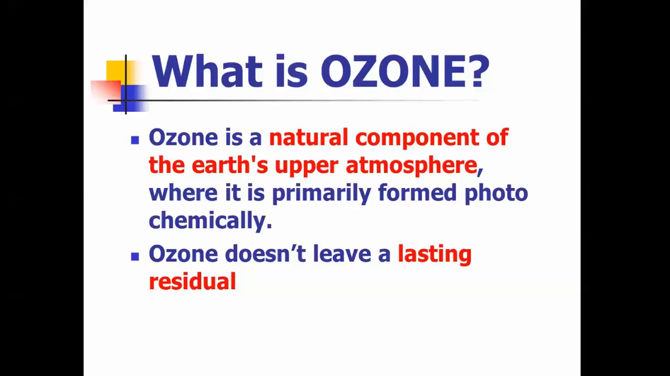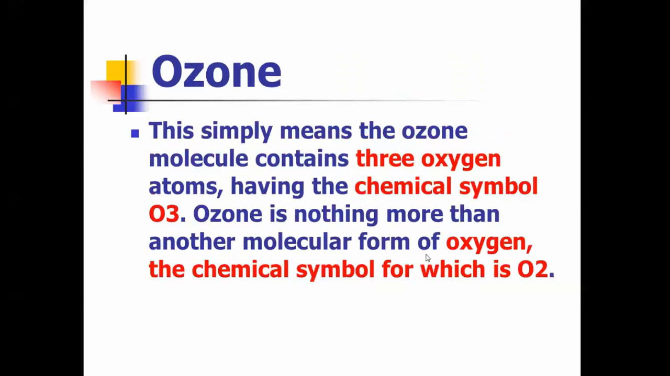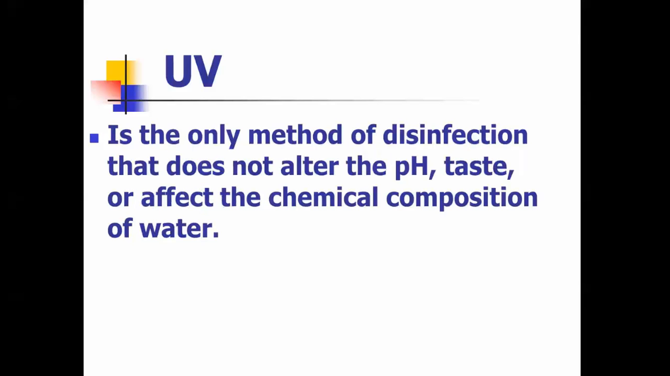What is ozone? It's a natural component of the Earth's upper atmosphere, where it is primarily formed photochemically. Like I say, it doesn't leave a lasting residual. Ozone simply means the molecule contains 3 oxygen atoms. A lot of times they call it O3. It's nothing more than another molecular form of oxygen. The chemical symbol for oxygen is O2. So adding that extra atom makes it O3, and so it has a higher oxidizing potential than regular oxygen.